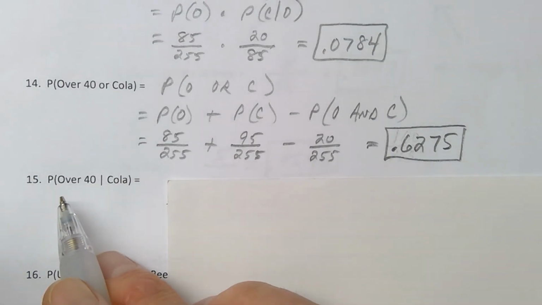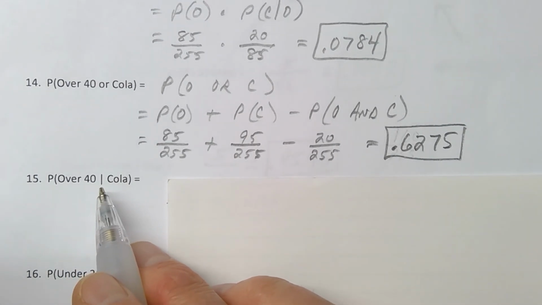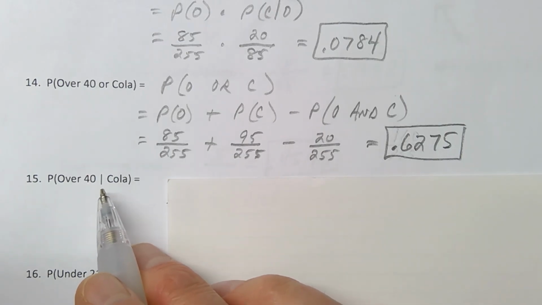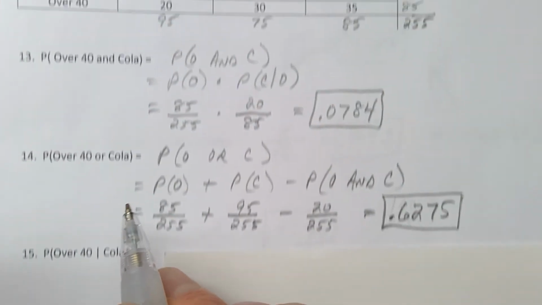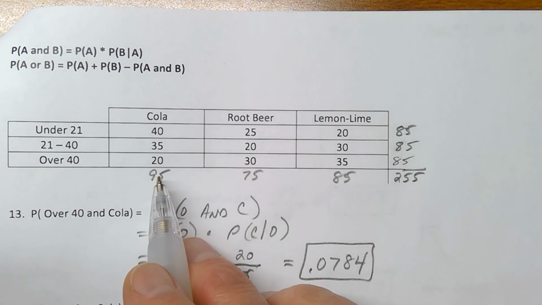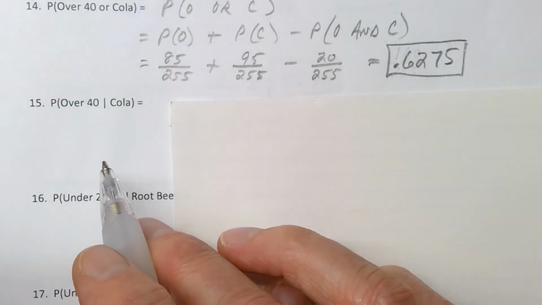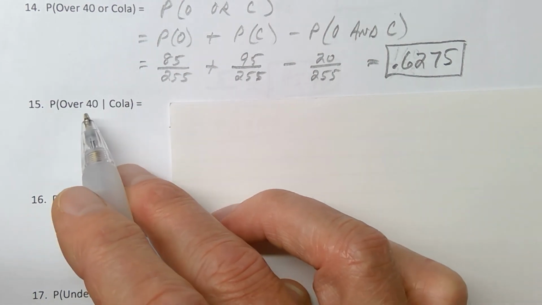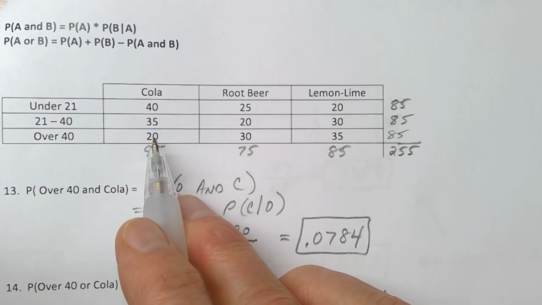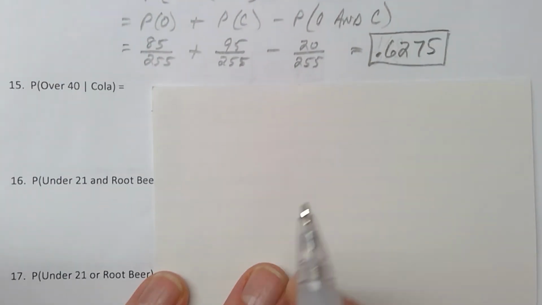Now, what if I ask you, what's the probability of pulling somebody out of the hat that's over 40, given that the only names in the hat are the cola people? Well, how many cola people do we have? We have 95 cola people. So let's put 95 names in the hat. And given that we're only looking at the cola people, how many of them are over 40? Out of 95 cola people, 20 are over 40. So it's 20 out of 95.